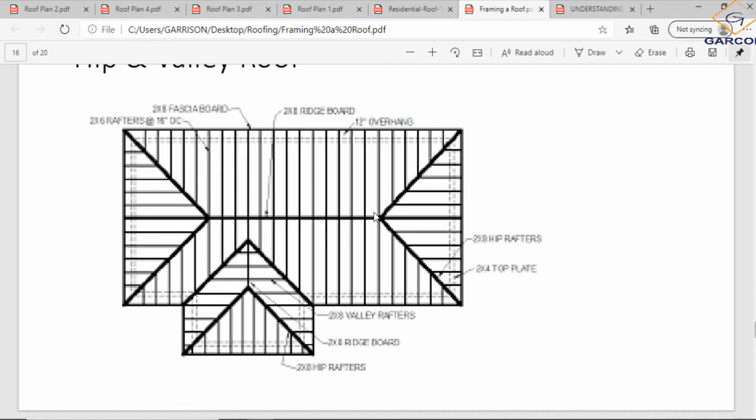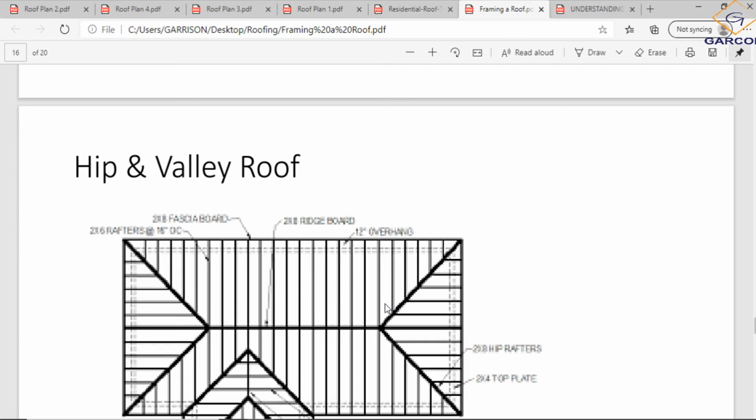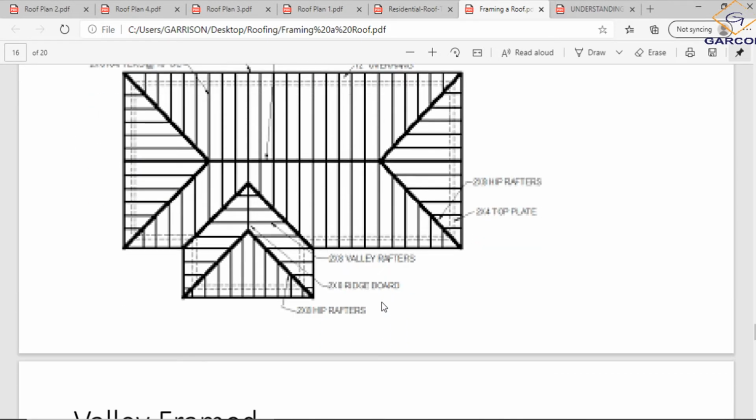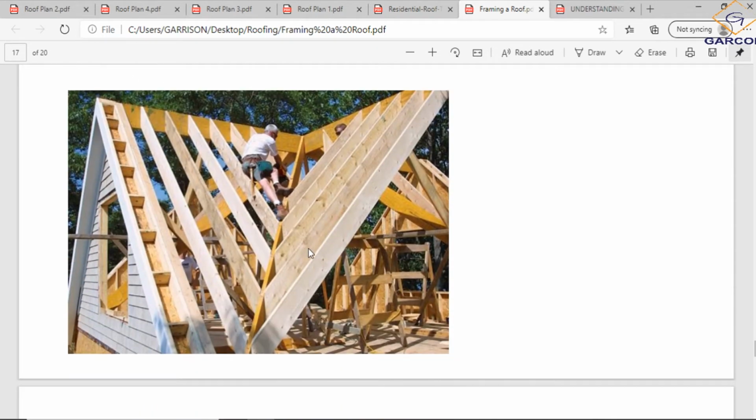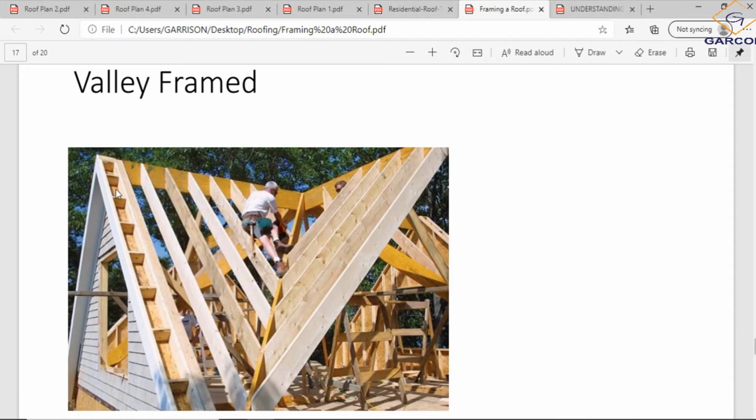See your ridge board, hip, king end, hip. Then you have hip rafter, valley rafter, because anywhere two roofs meet, you usually have a valley. All of these lines represent the rafters. So this is how you frame a valley. The gable end meets the next gable end, and it causes a valley in here.